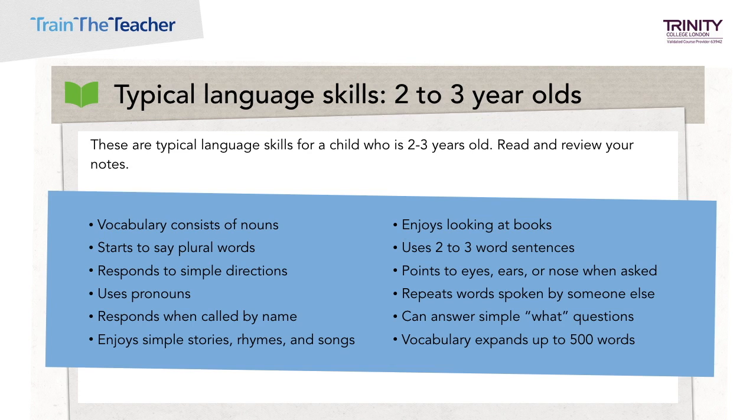Children of this age enjoy looking at books. Typically, they're using 2 to 3 words in a sentence. They can point to their eyes, ears, and nose when asked, and they repeat words when they're spoken by somebody else. They can answer simple what questions, and the vocabulary expands up to about 500 active words.